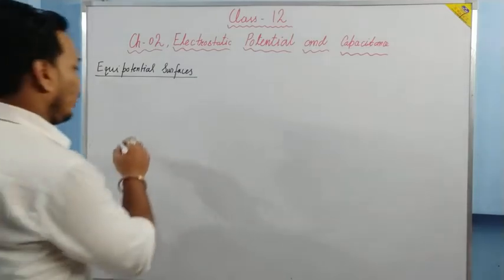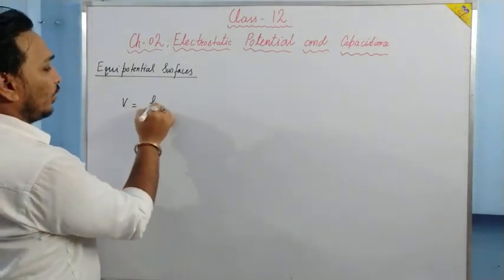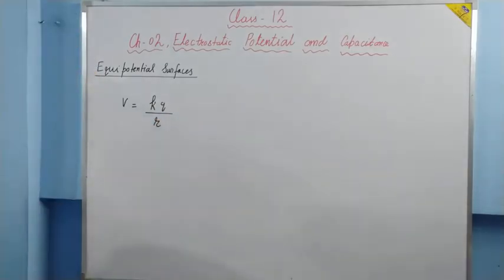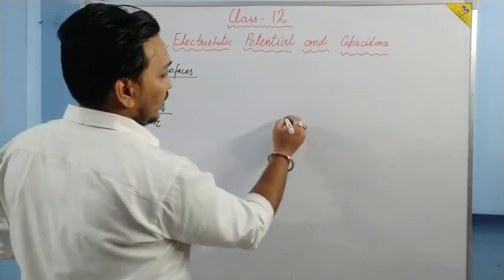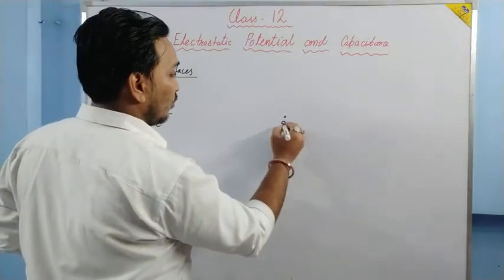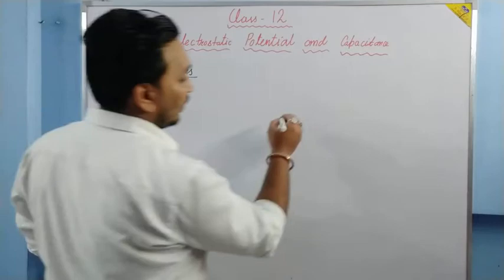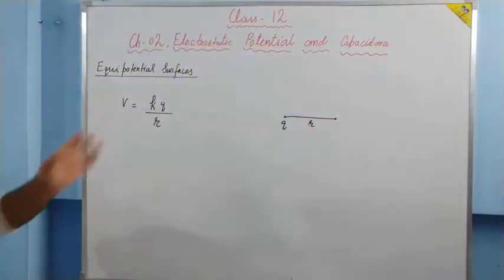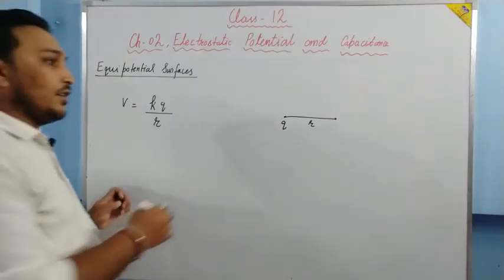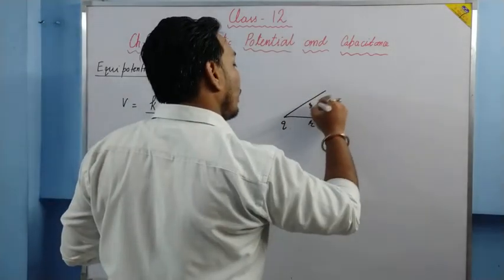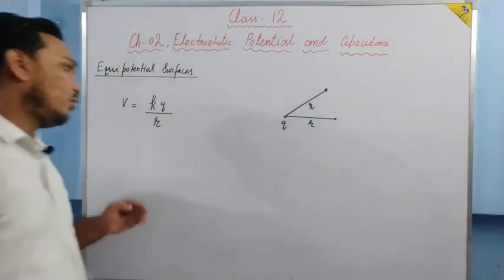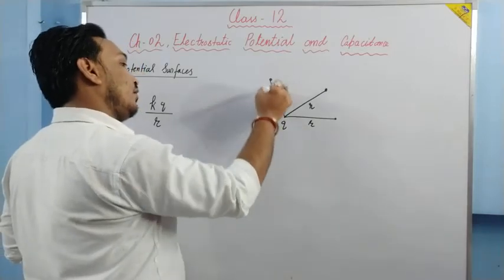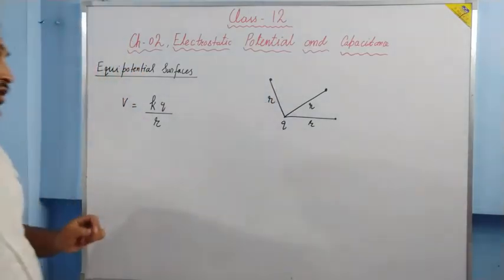Now, we know the formula for a potential due to a point charge. It is given by kq by r. Right? Suppose we take a positive charge Q, then at a distance r from it, the potential is kq by r. If we take r distance somewhere here, then what will be the potential here? Obviously the same. If we take the r distance somewhere here, then what will be the potential? Answer is same.